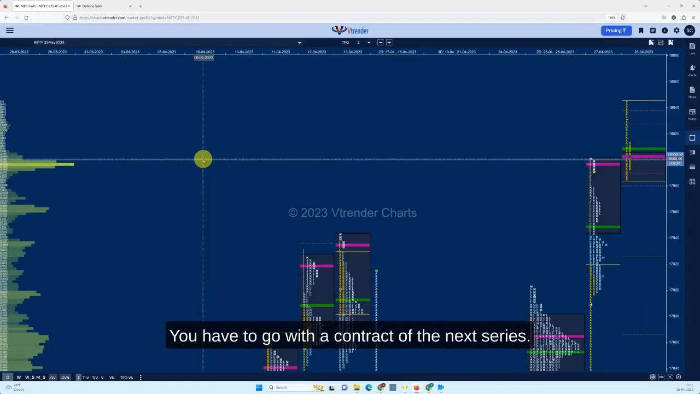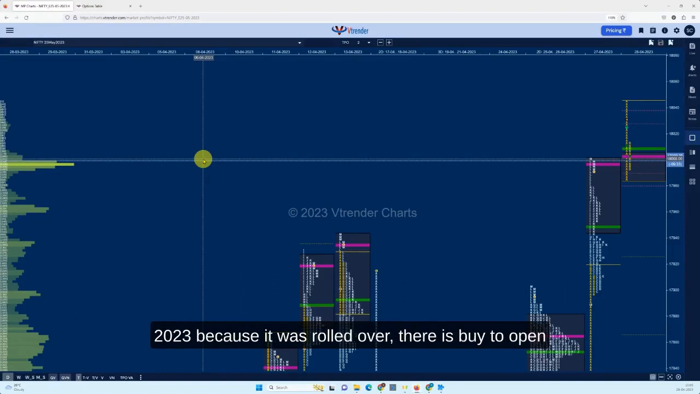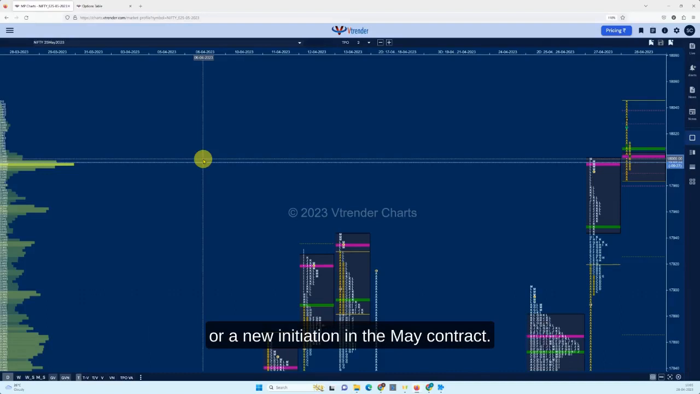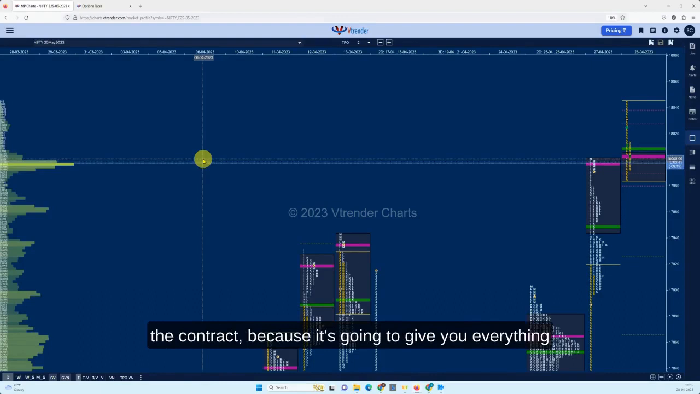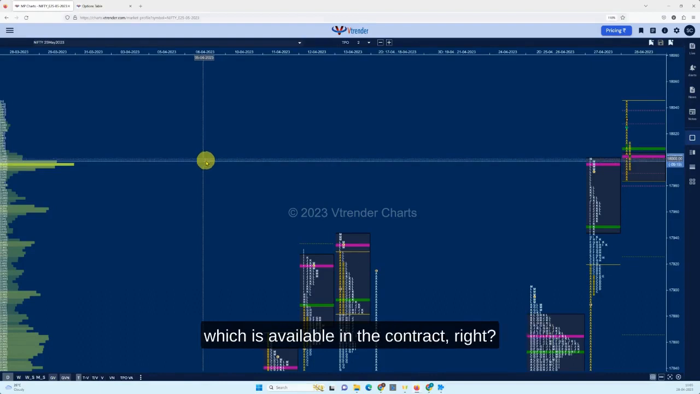You have to go with a contract of the next series. So if a certain volume was there in March or April or even in February, and it was rolled over to May 2023, because it was rolled over, there is a buy to open or a new initiation in the May contract. And that is why you have to work with the contract, because it's going to give you everything which is available in the contract.